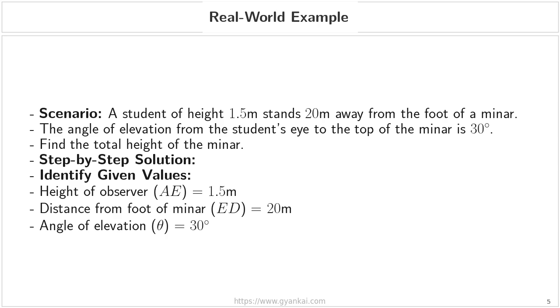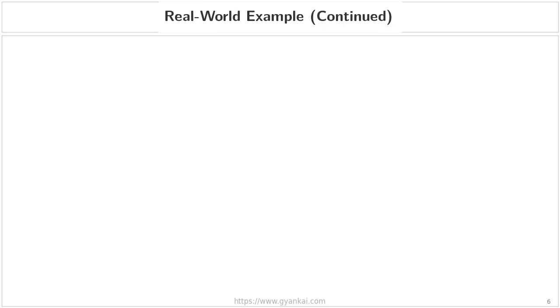Now that we understand the theory and the modeling process, let's put everything we've learned into practice with a real-world example. Keep these values in mind, because in the next slide, we are going to use them to set up our right-angled triangle and calculate the height. Real-world example continued.